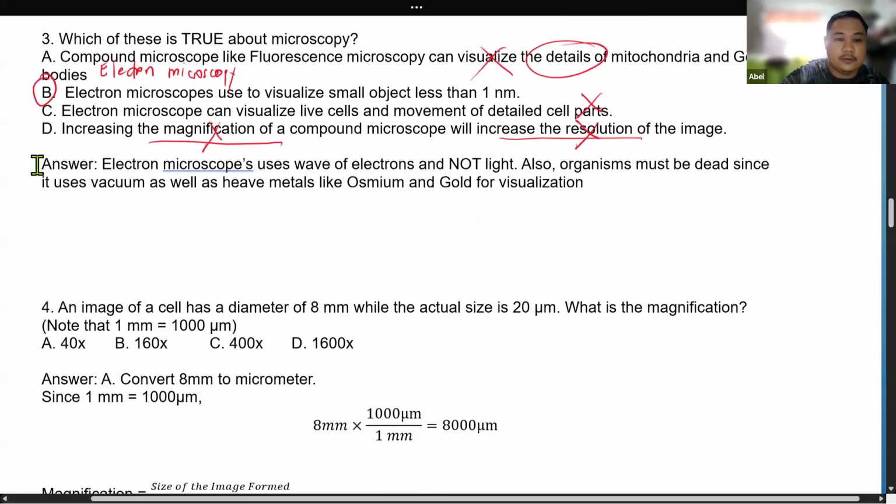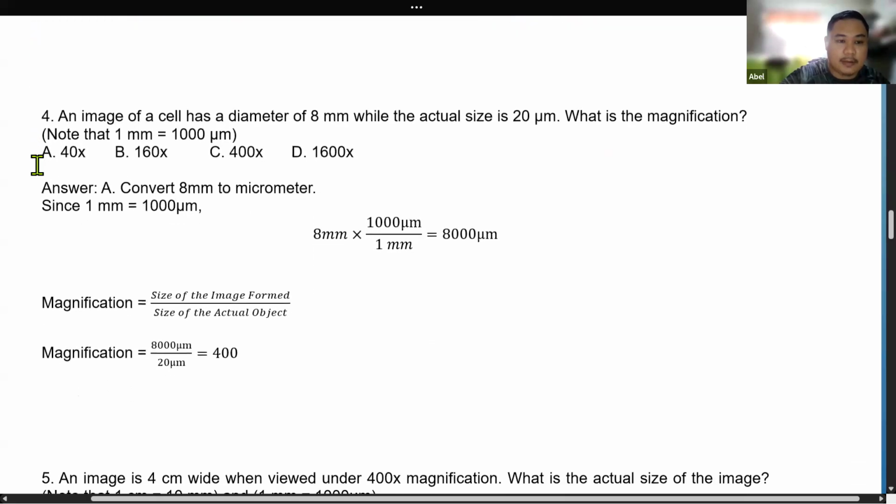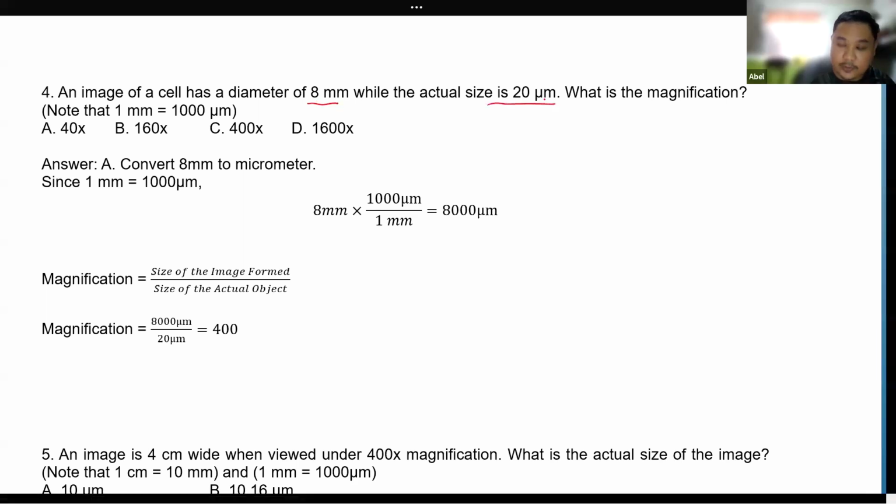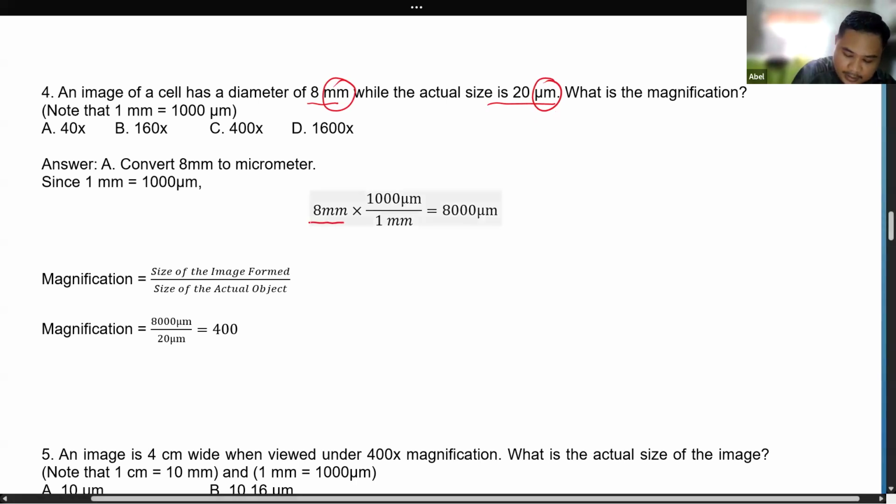Okay, so next, how about number 4? An image of a cell has a diameter of 8 millimeter, while the actual size is 20 micrometer. What is the magnification? Now take note that we can only solve for it if we have the same unit. That's why we need to convert this 8 millimeter to micrometer. So we have your 8 millimeter and then times 1,000.